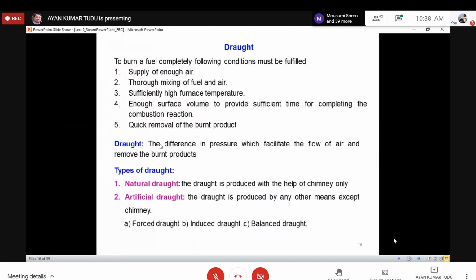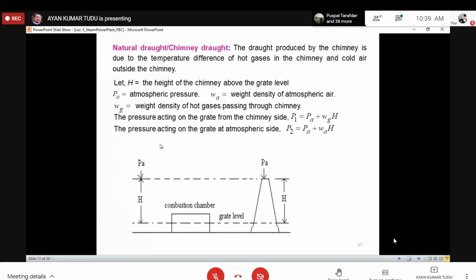If both FD and ID fans are present, it is a balanced draught. If only one fan is present, then either the air is coming in at atmospheric pressure, which is induced draught, or it is coming in at a very high pressure through the use of a forced draught fan. Okay. Let us talk about the natural draught first, which is also known as the chimney draught.